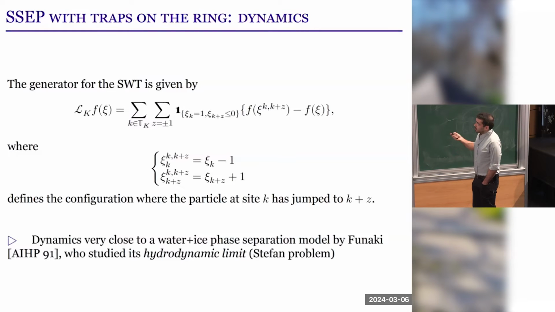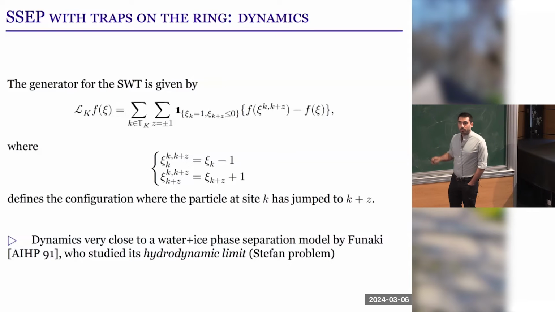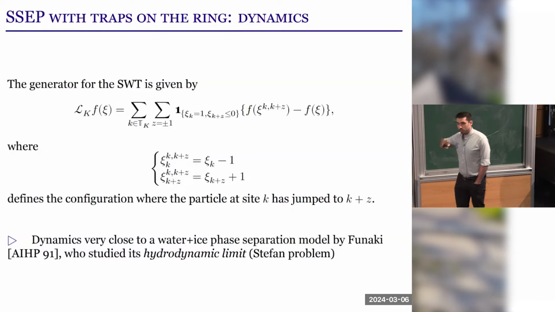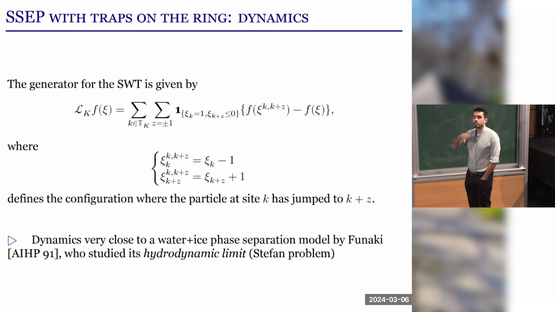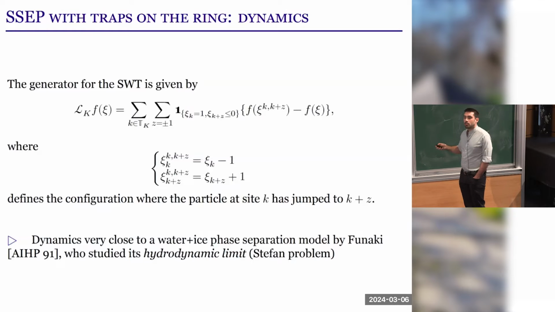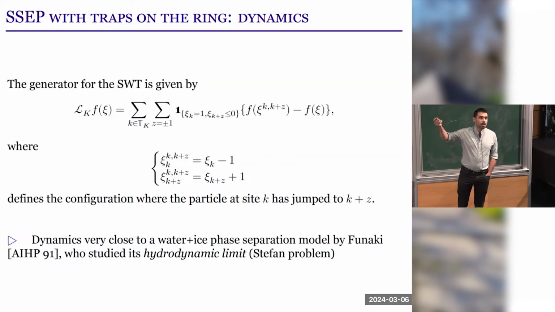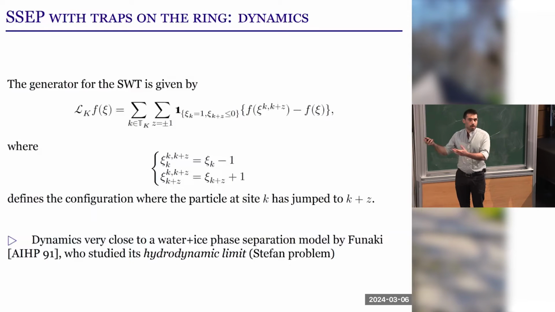So when we essentially discovered these dynamics, I will explain later on why we came across this model. This dynamic is actually very close to the model considered in an article by Funaki, which was interested in completely different questions. Funaki's article essentially was a SEP with traps, except that the trap depth was constant, more or less. Funaki was interested in the macroscopic behavior of the system and proved that at the hydrodynamic limit you had a Stefan problem where the particles essentially invaded the traps.